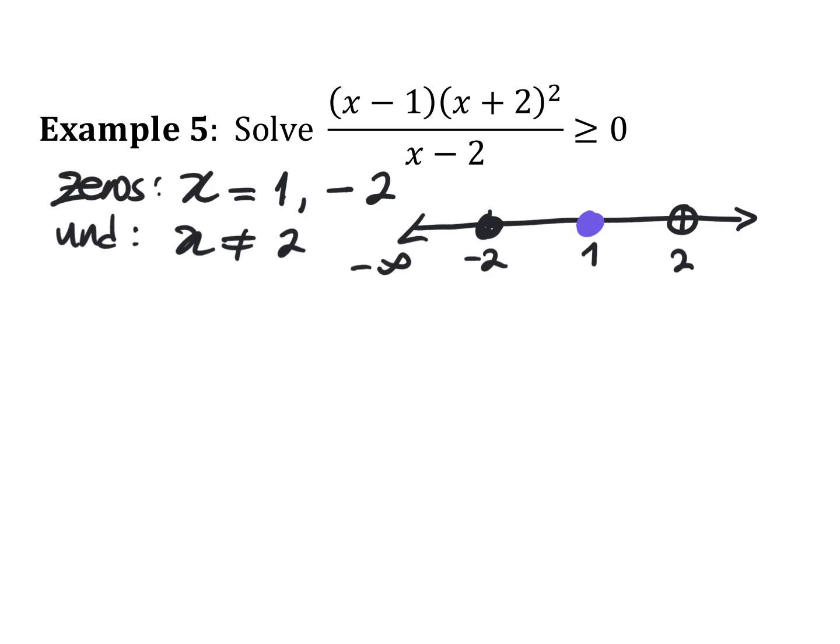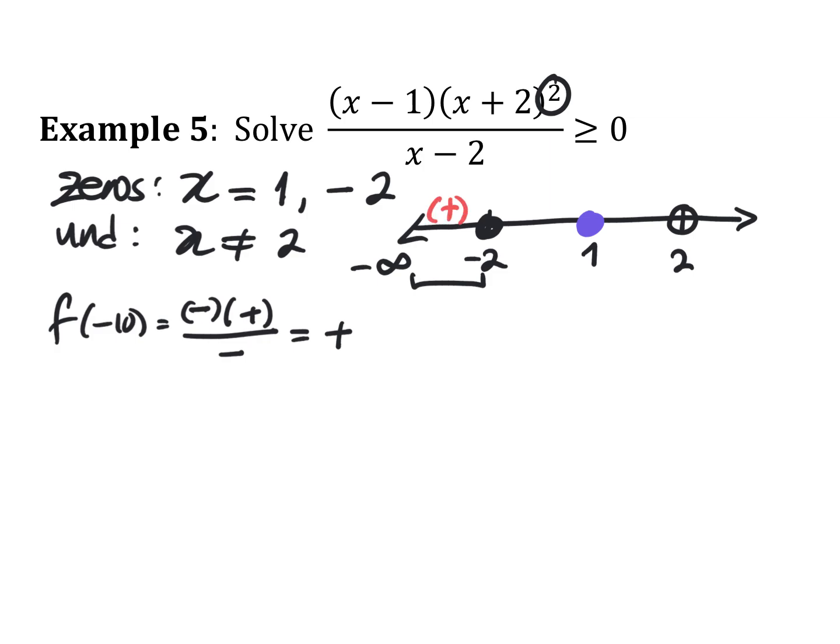So from negative infinity to 2, I'm going to choose negative 10 again. In this case, negative 10 minus 1 is going to give me a negative. Then negative 10 plus 2 is going to give you negative, but since it is squared, it becomes positive. Negative 10 minus 2 is going to give me negative, so this is going to give me a final sign of positive. So in this interval, it's positive.